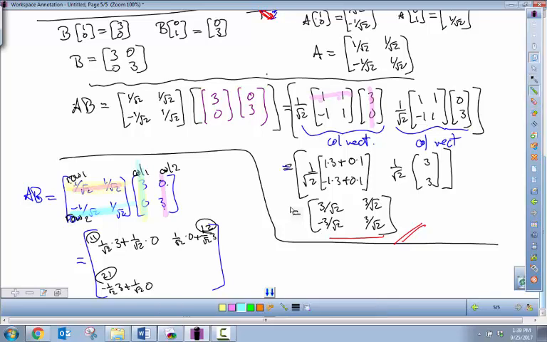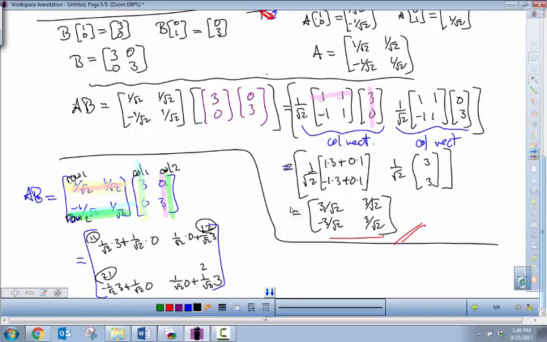And then finally, the second row and the second column, negative 1 over root 2 times 0 plus 1 over root 2 times 3. And this is the second row, second column position.